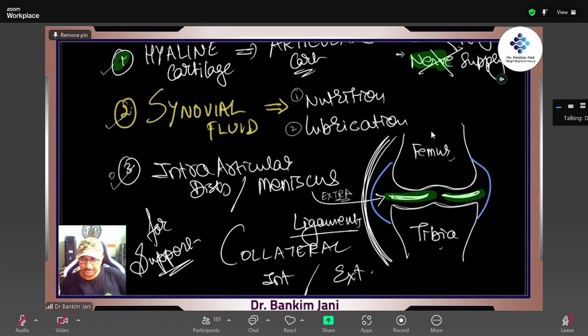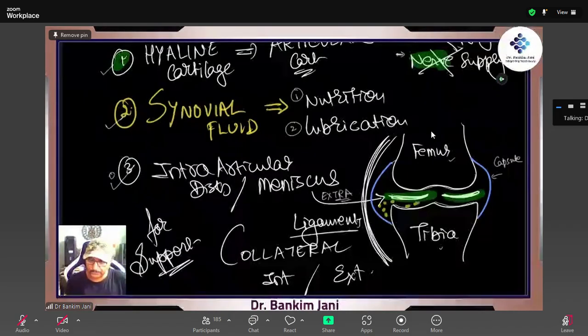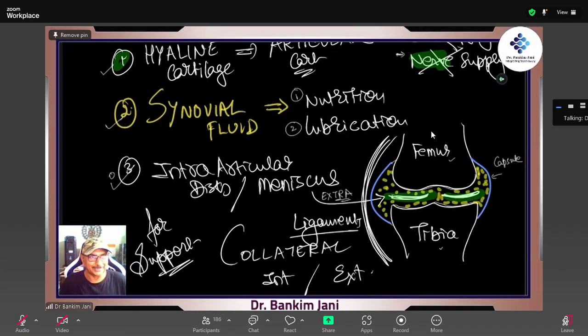And then this particular joint is packed. This is called the capsule, the fibrous capsule. And then this whole thing is filled with fluid, synovial fluid. Can you take this fluid out? You can, but why do you want to take this fluid out?